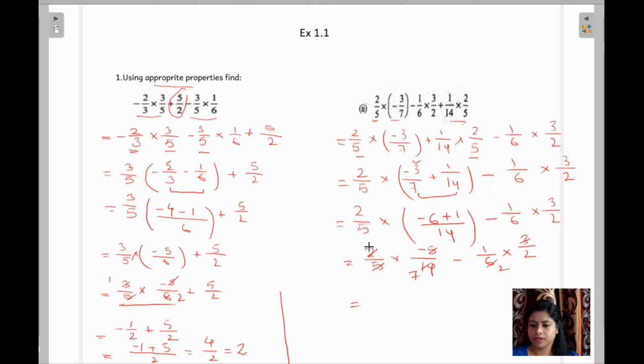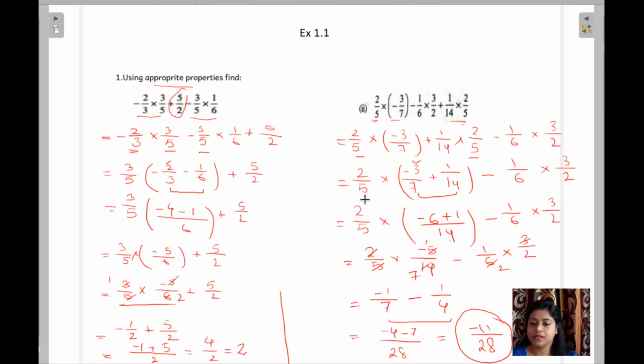Okay, so here in this side we are left with minus 1 by 7 minus here 1 by 2 2s are 4. Okay, so here our LCM is again 28. So minus 4 and this is minus 7. So equals to minus 11 by 28. Okay, so ultimately our answer is minus 11 by 28.